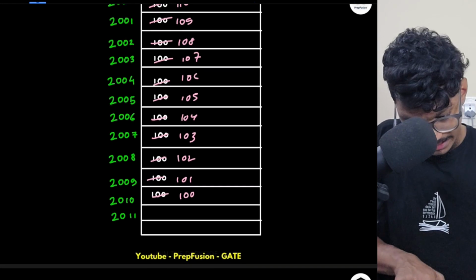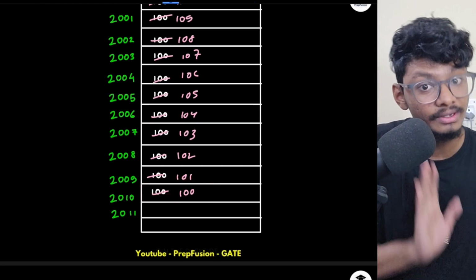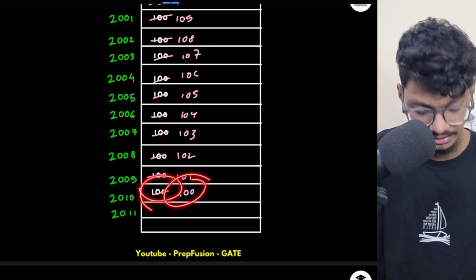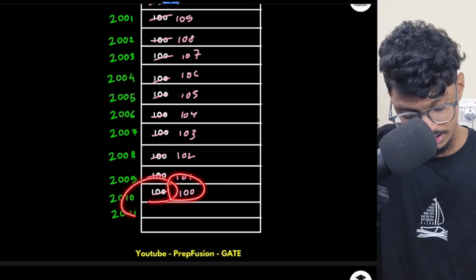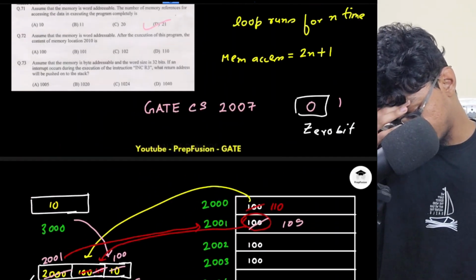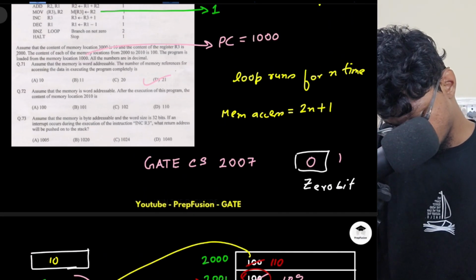It seems like it is not getting updated, but I am updating it with 100. I don't care about the previous value. I'm updating it with 100. Luckily, my previous and current values are the same. So obviously this answer will be 100 only.